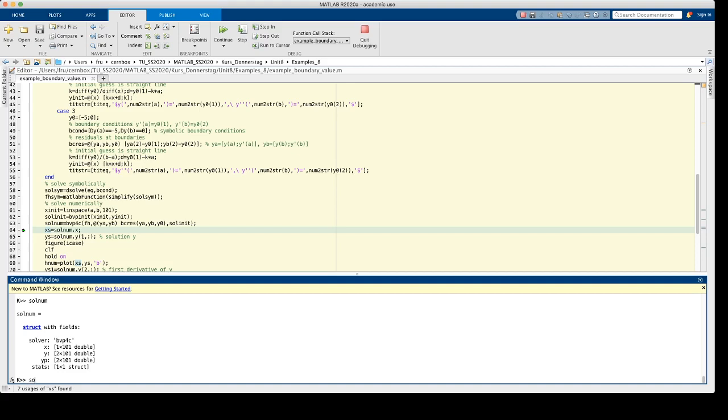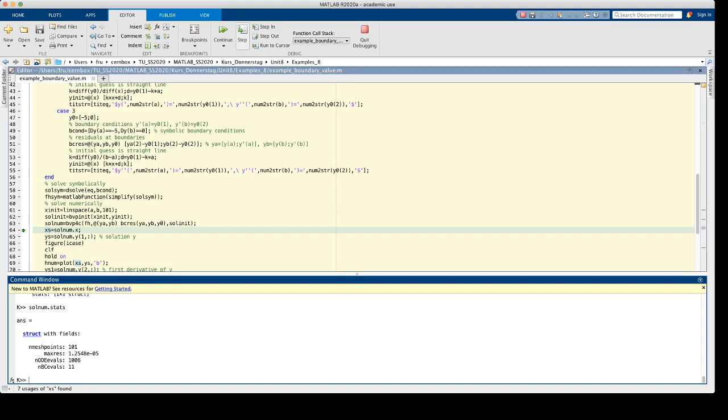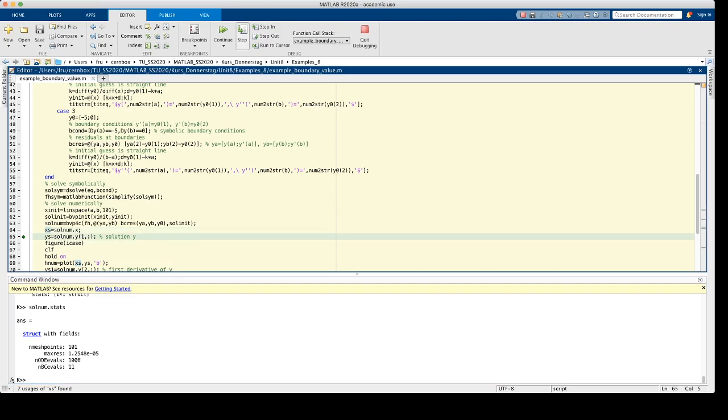Let's have a look at these statistics. So we had 101 mesh points. That was the dimension of X in it. We have the maximum residual at the boundary. We have the number of evaluations of the ODE and the number of evaluations of the boundary conditions. Now we can extract the grid in X, which is actually equal to X in it, and we can extract the solution. Now we are ready to plot the solution.